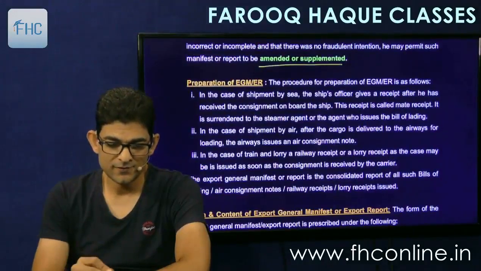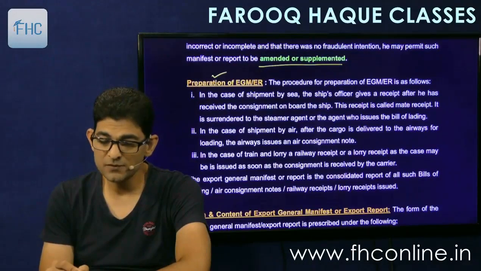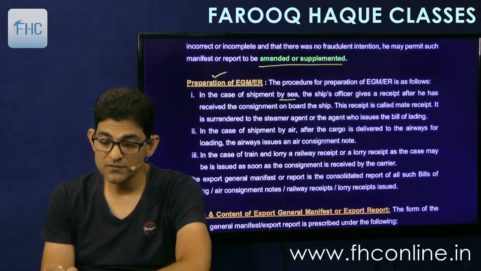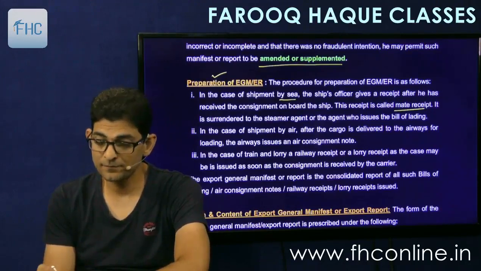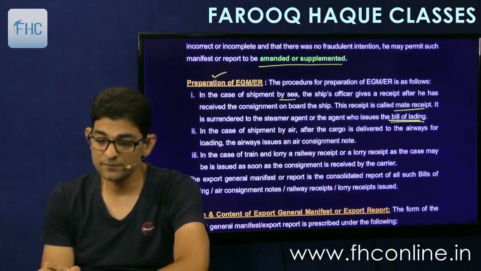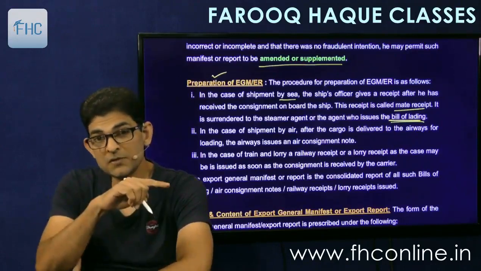And the procedure is also given. The procedure for preparation is as follows. In case of shipment by sea, the ship's officer gives a receipt after he has received the consignment on board the ship. This receipt is called a mate receipt. It is surrendered to the steamer agent or the agent who issues the bill of lading. The bill of lading is issued by the booking agent, and this mate receipt is given by the ship to that booking agent.